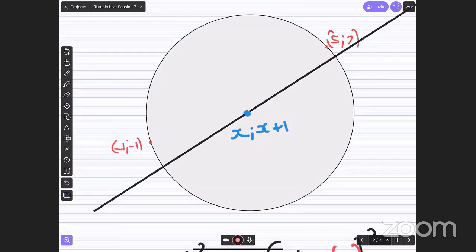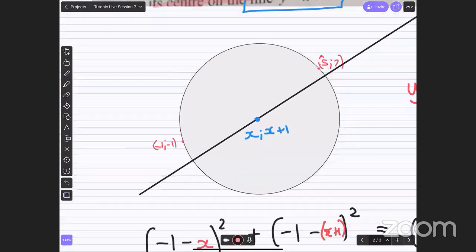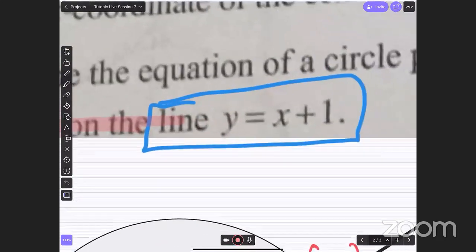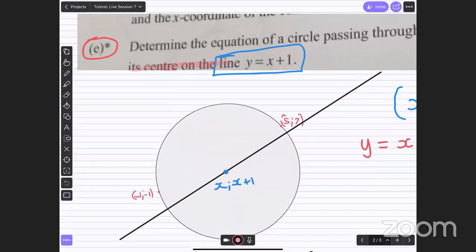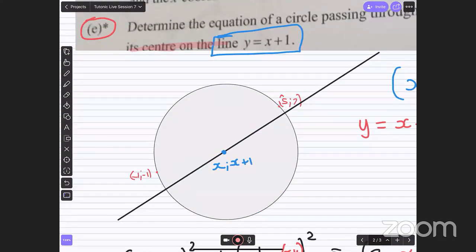So in the future, because this is not the first time I've seen a question like this, we have seen line x plus 1. So now when you see this in the future, you can be like, okay, the center's on the line, so therefore I can write it as x plus 1. So do you see how now you've learned something so that you can use it in the future, right?